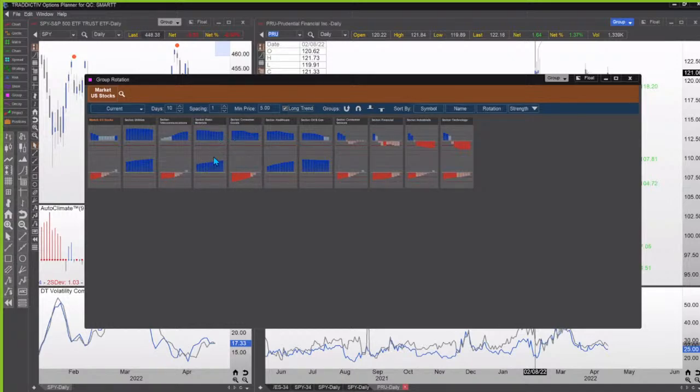Basic materials is all blue, long-term, short-term. Healthcare, oil and gas, all blue, long-term, short-term. But again, to me, telecommunications and consumer goods are pretty interesting sectors, because if those long-term strength levels remain on the blue side, those are going to be very long-lasting moves.